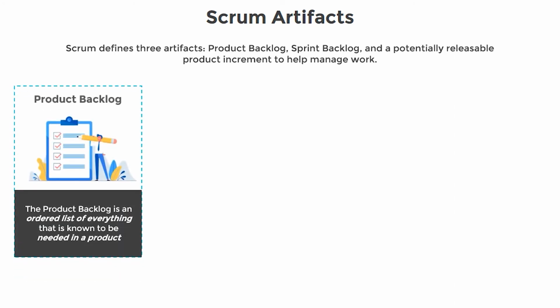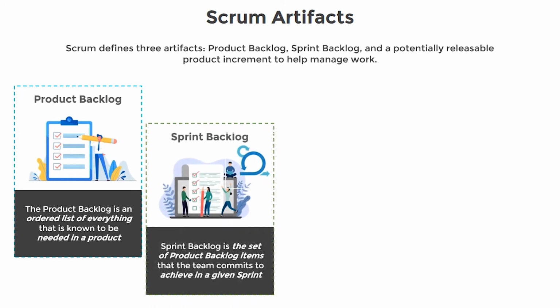Product backlog. The product backlog is an ordered list of everything that is known to be needed in the product. The product backlog lists all features, functions, requirements, enhancements, and fixes that constitute the changes to be made to the product in future releases. Therefore, it is constantly evolving and is never complete. The product owner is responsible for the product backlog, including its content, availability, and ordering.